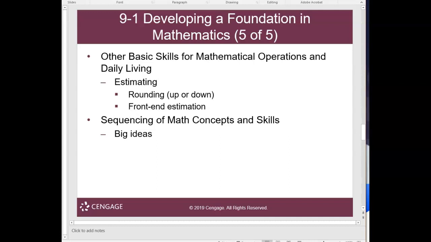Front-end estimation is a process in which students observe the leftmost numerals when adding to estimate the correct place number for addition problems. So they might look at 32 plus 26 or something like that. And they might estimate, oh, well, 32 is close to 30, 26 is closer to 30 also, right? I might be forgetting my numbers because y'all know I'm old when I do that. So I think the answer is going to be around 60.